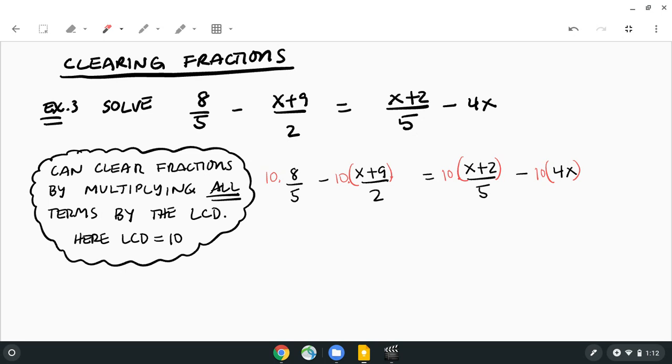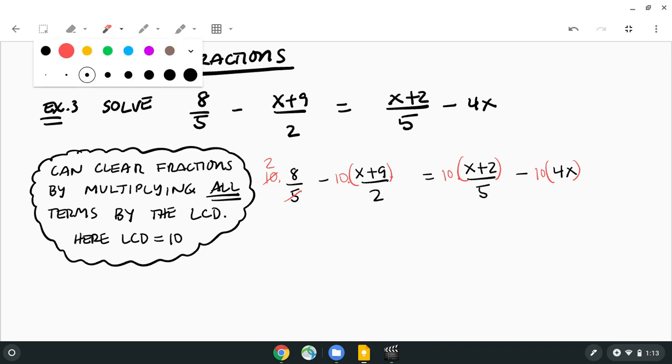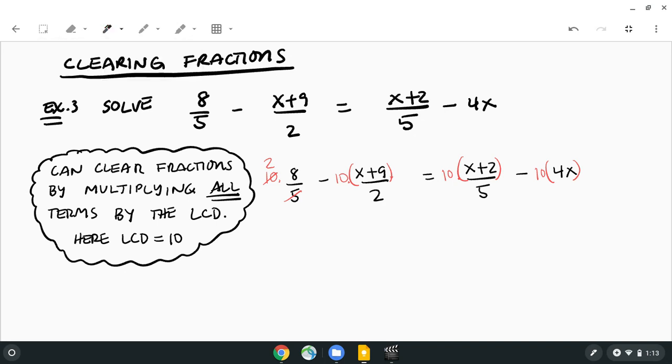Okay? And so watch what happens here. The fractions will all cancel because you can see here 5 and 10 will cancel, 2 will cancel, 5 will cancel. So that's how we get rid of our fractions. So 5 cancels with the 10, and I'm left with 2. So 2 times 8 is going to be 16. Okay, so we get 16.